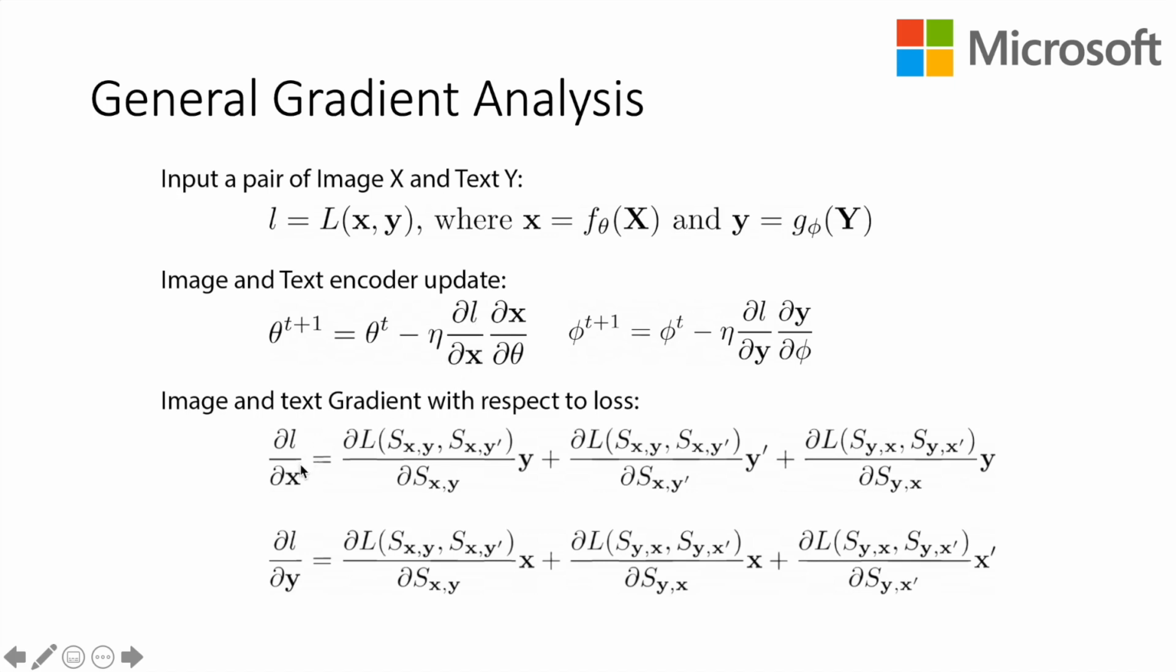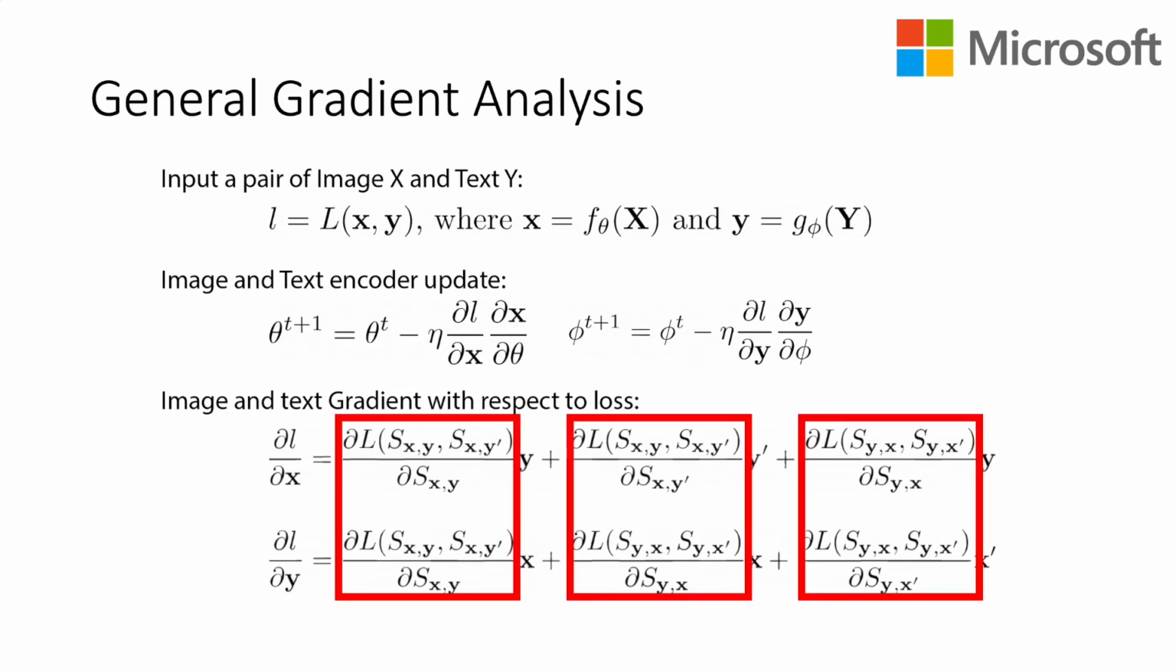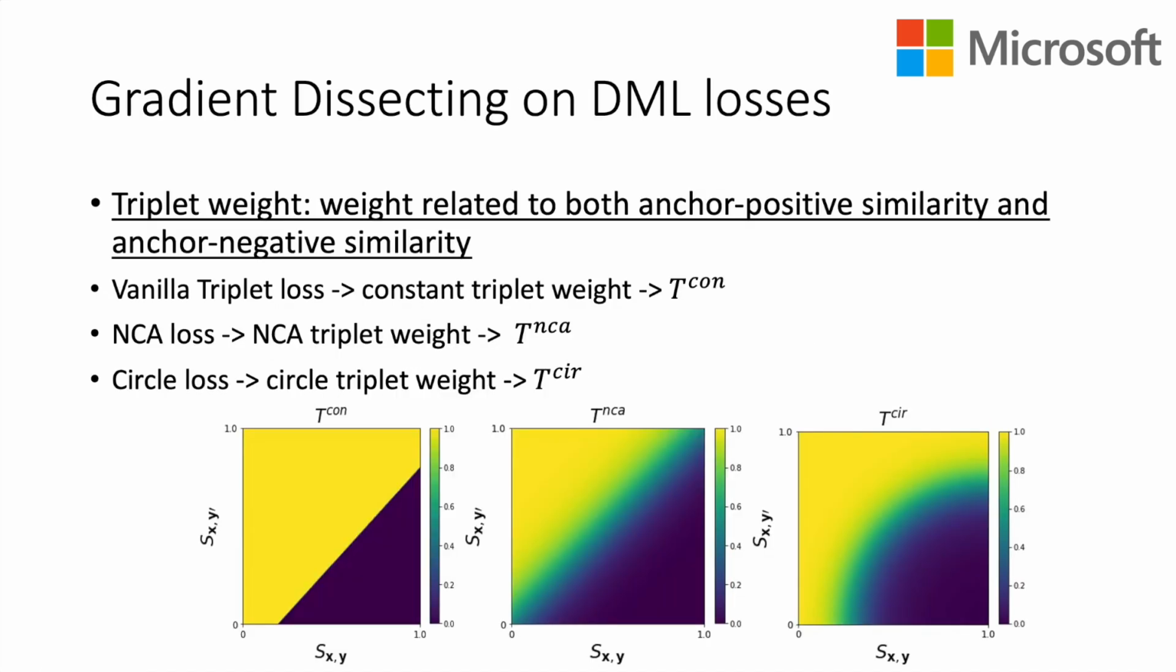And here is the expansion of the first term, and we can see in this expansion there are two components. The first component is mostly varied by the different loss functions, and the second component is the corresponding positive and negative, and it should be the same across different loss functions. For the scalar terms, we find that they can be divided into two sets. One is the triplet weights, and these weights are related both to the anchor-positive similarity and the anchor-negative similarity.